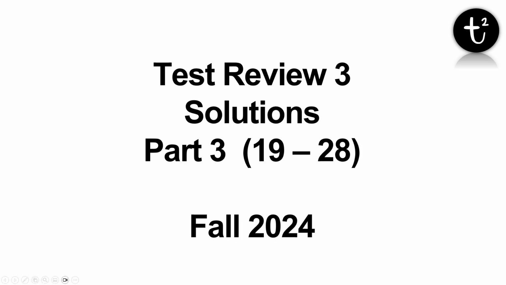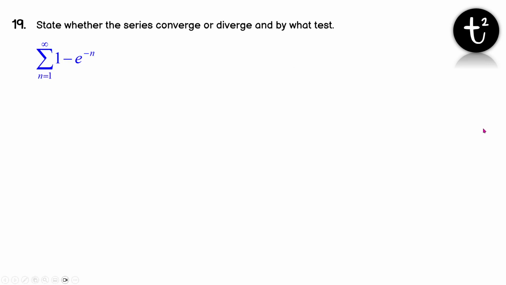Okay, we're continuing to look at problems from test review number 3. In problem number 19, problems 19 through 30 all seek for us to basically just use a short test. These problems do not typically involve a lot of work. But really quickly, can you tell whether a series converges or diverges? And can you say by which test?